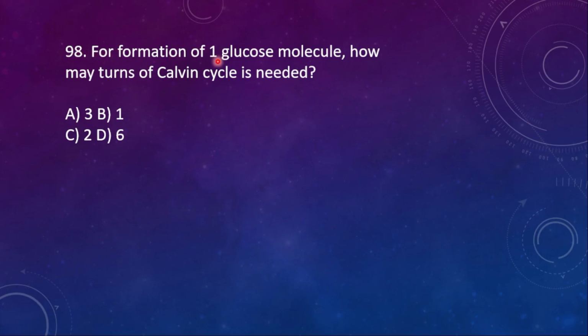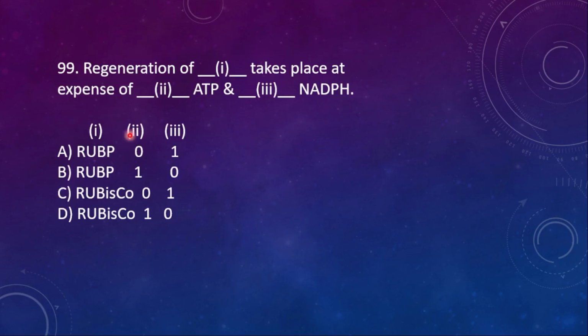98. For formation of one glucose molecule, how many turns of Calvin cycle are needed? 3, 1, 2 and 6. Here the right option is 6. 99. Regeneration of RuBP takes place at the expense of dash ATP and dash NADPH. The answer is 1 ATP and 0 NADPH.